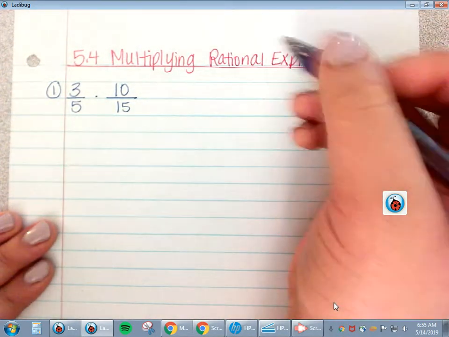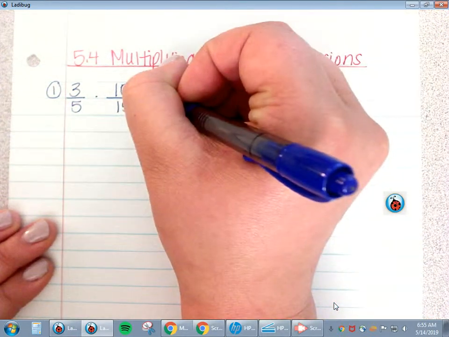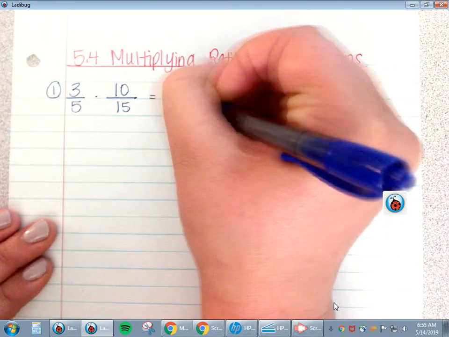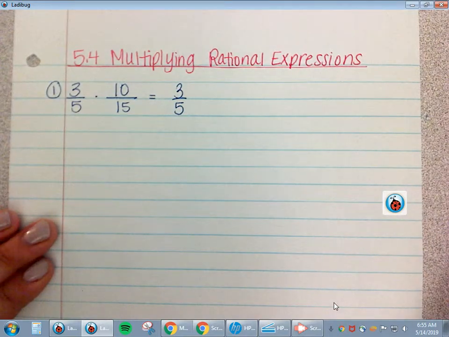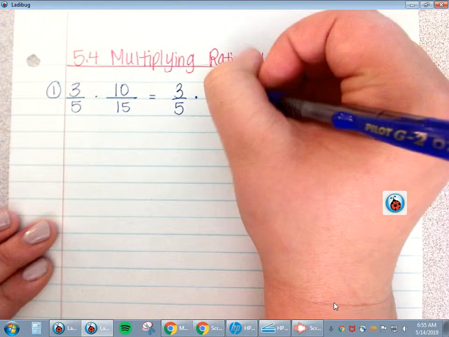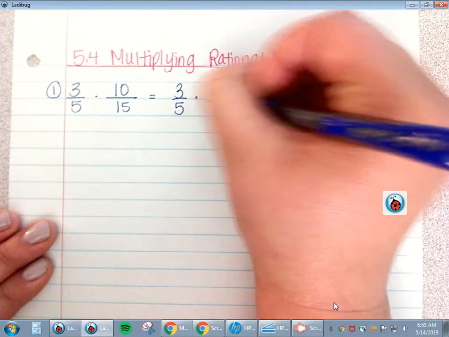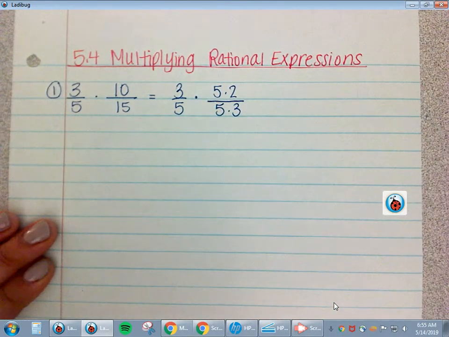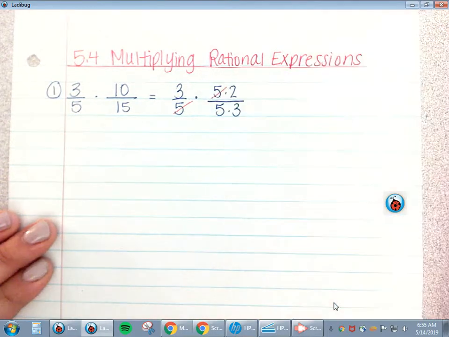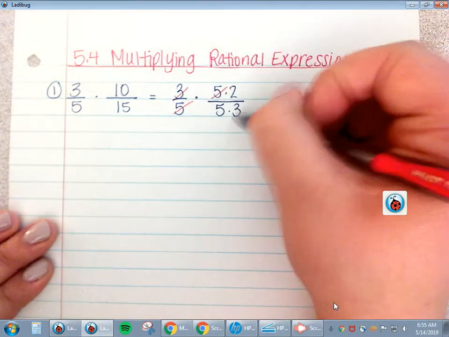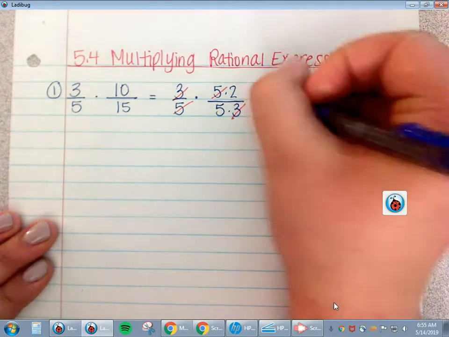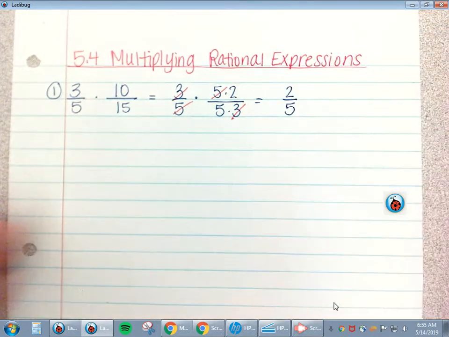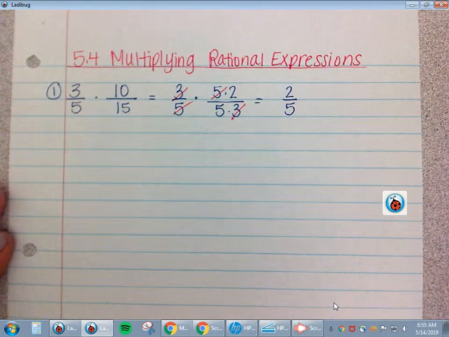So the way I would go about doing that is I'd rewrite 3/5 as a factored pair, and that's already factored. And I can rewrite 10 as 5 times 2, and I can rewrite 15 as 5 times 3. And then I can see a bunch of things can cancel. These 5s on top and bottom can cancel, and these 3s on top and bottom can cancel, so I would just have 2/5. So again, kind of lame example, but it'll illustrate what we're doing here.